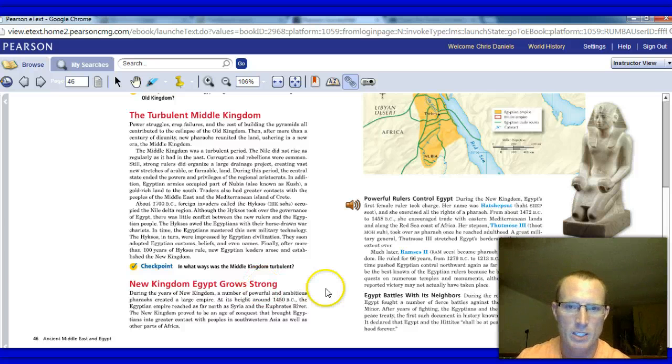The New Kingdom then ushers in kind of a strong period. Powerful rulers are going to start to control Egypt. Hatshepsut, notable because she is a female. Thutmose III, Ramses II, pretty famous from the Easter story if you've seen that with Moses. And Egypt battles with its neighbors. You're going to see Ramses having a lot of battles with his neighbors.